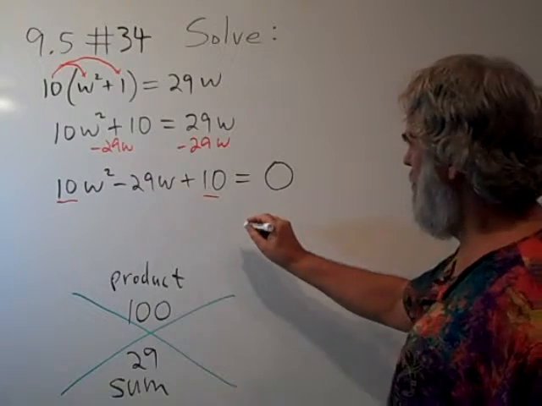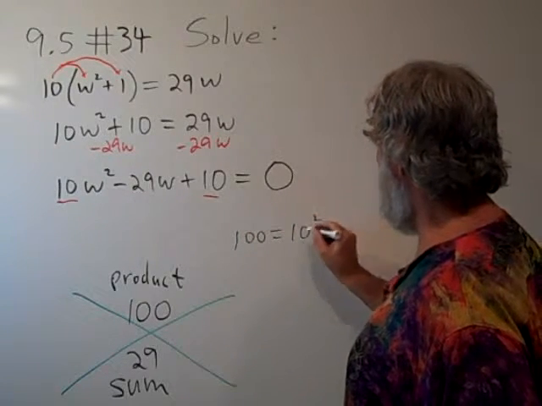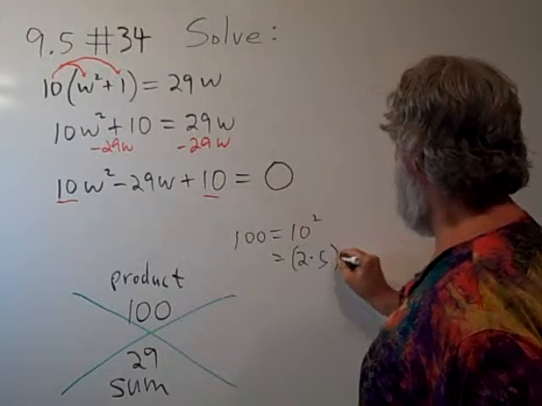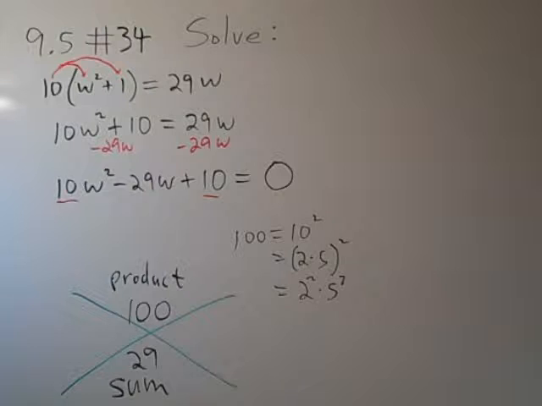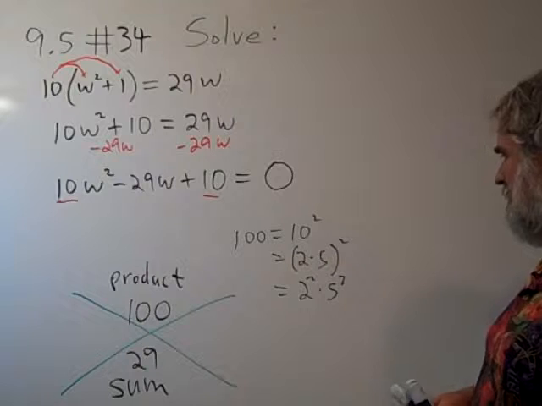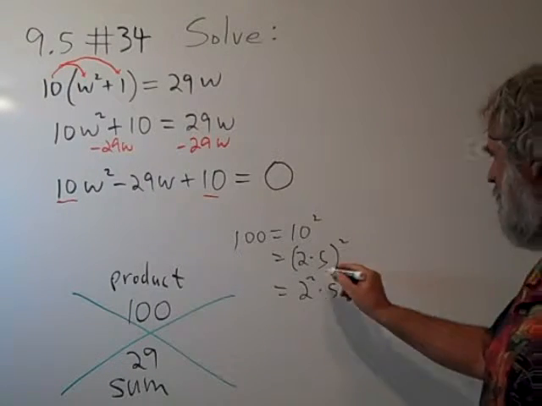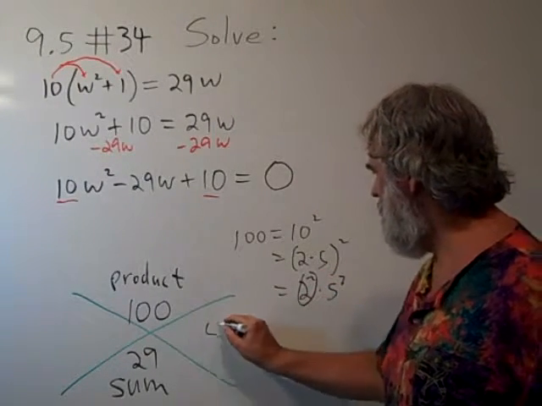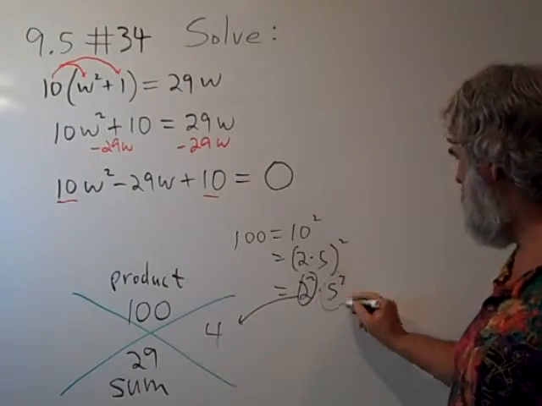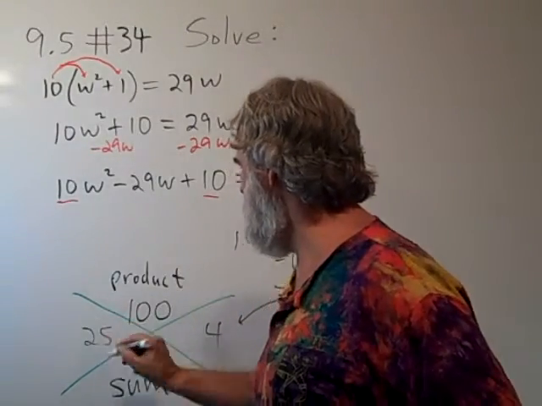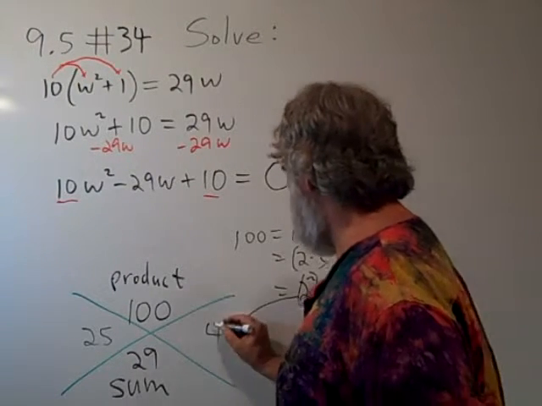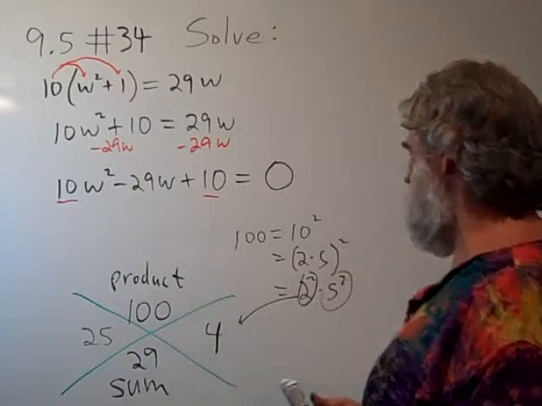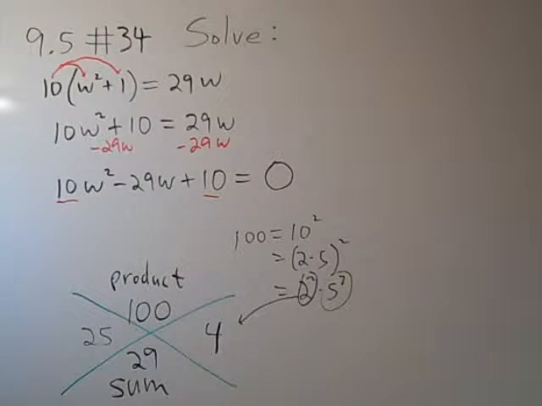Now 100 is 10 squared, which is 2 times 5 squared, which is 2 squared times 5 squared. So in order to have a sum of 29, all the 2's would have to stay together as a group. So that'll be 4. And let's put the 5 squared on the other side, which is 25. And so there we have 25 times 4 is 100, and 25 plus 4 is 29. So those are the two numbers that we need.